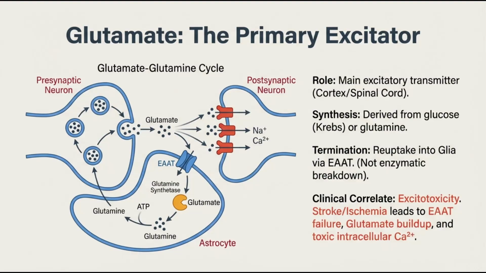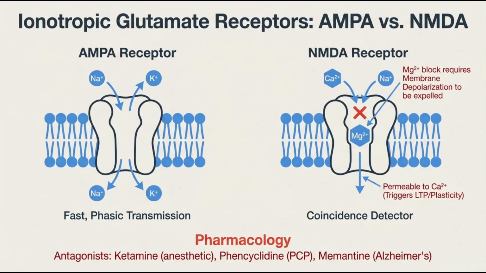The very chemical that allows us to think and learn and function is what kills the cell when it's not tightly controlled. That is genuinely terrifying. It really highlights why time is brain in stroke management. Okay, let's look at the receptors that are mediating this. Slide 5 gives us the diagrams for the two main ionotropic glutamate receptors, AMPA and NMDA. Right. These are the two you absolutely have to know for the boards and for understanding how the cortex works.